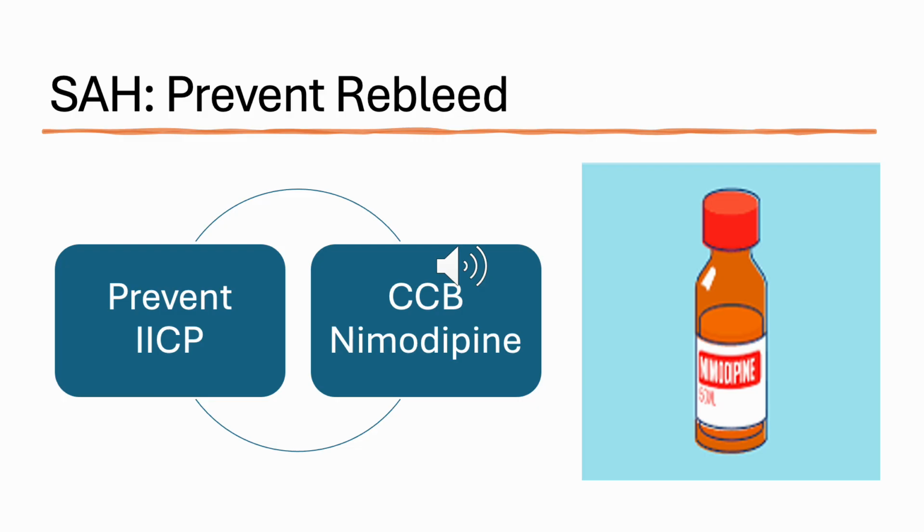You want to make sure that you're doing all the interventions to prevent increased intracranial pressure, and that to prevent rebleed, the patient is on nimodipine, which is a calcium channel blocker, which helps prevent rebleed of the subarachnoid hemorrhage, because calcium channel blockers result in smooth muscle relaxation and vasodilation. And the rebleed is usually due to a vasospasm.